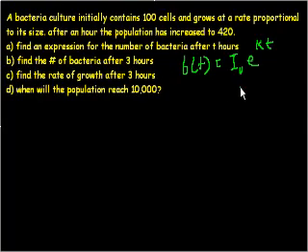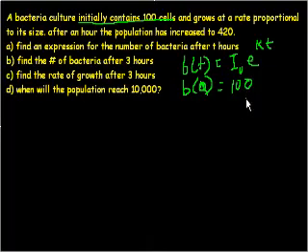So my question to you is, first of all, what is I sub 0? What is your initial number of bacterial cells? Well, they tell us right here. The bacteria culture initially contains 100 cells. So we know that B of 0, when time equals 0 hours, is equal to 100, where the unit is cells. If we substitute t equals 0 here, the exponential is 1, so I naught is equal to 100.